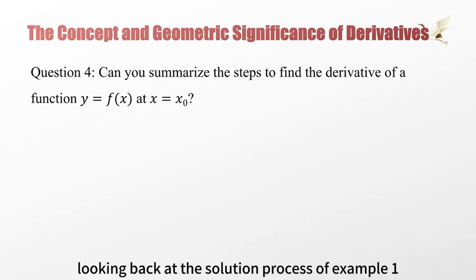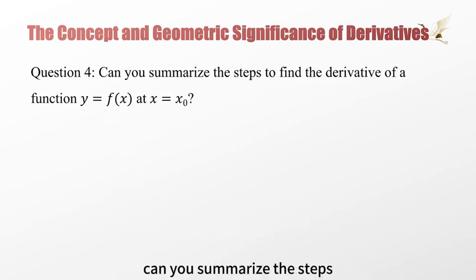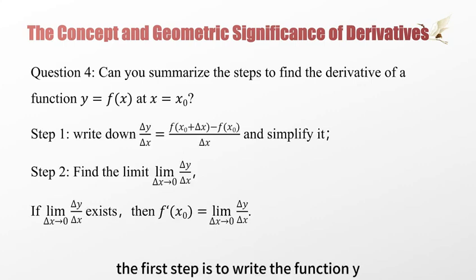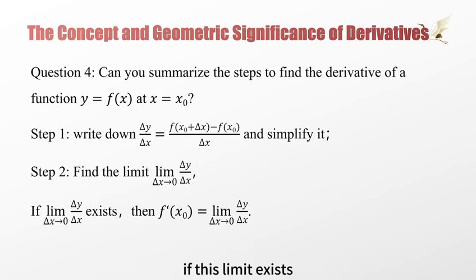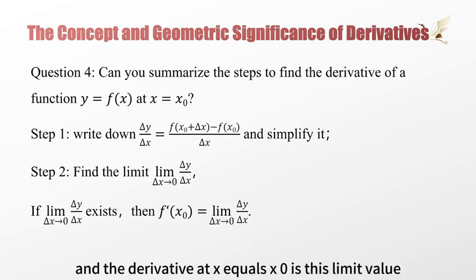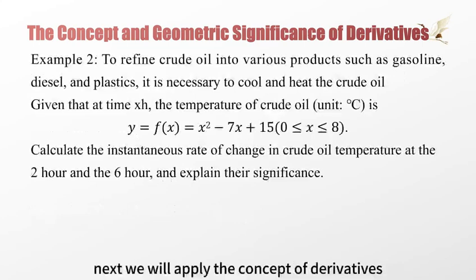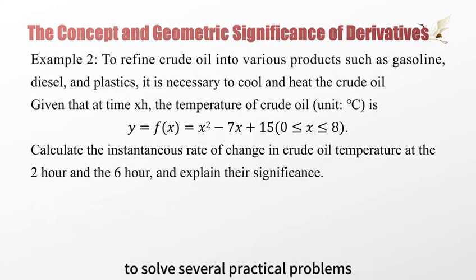Looking back at the solution process of example 1, can you summarize the steps for finding the derivative of the function y equals f(x) at x equals x0? We can divide it into two steps. The first step is to write the average rate of change of f(x) from x0 to x0 plus delta x, where delta y over delta x is simplified. The second step is to calculate the limit of the average rate of change when delta x approaches 0 infinitely. If this limit exists, then the derivative of the function y equals f(x) at x equals x0 is this limit value. Next, we will apply the concept of derivatives to solve several practical problems.